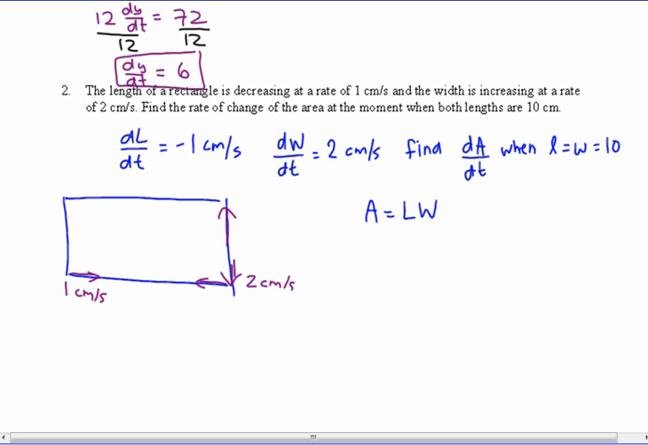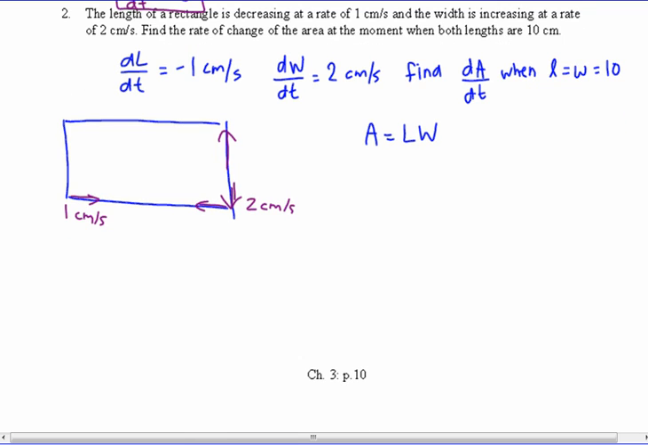Okay, derivative of area with respect to time. What's that? dA with respect to time is dA/dt. What do we have to use here? Product rule. So derivative of the first, dL/dt times the second, plus, leave the first, derivative of the second, dW/dt.